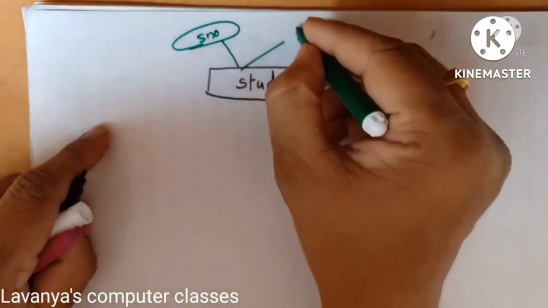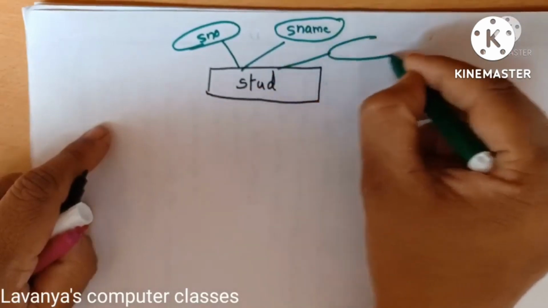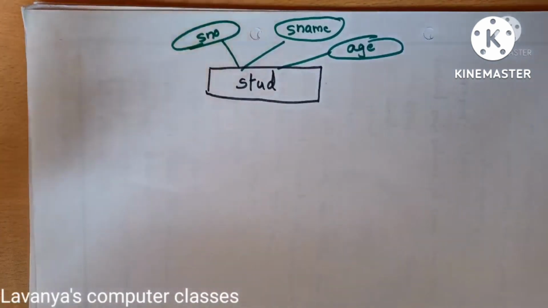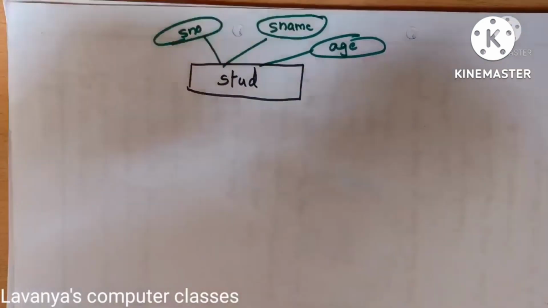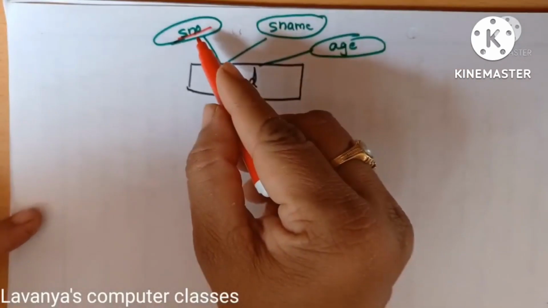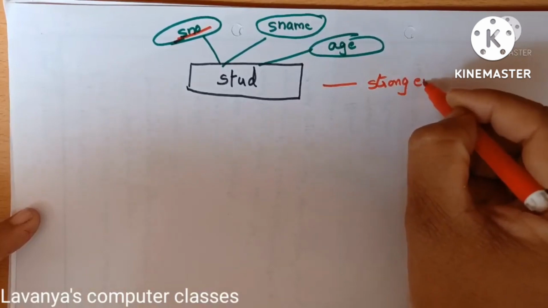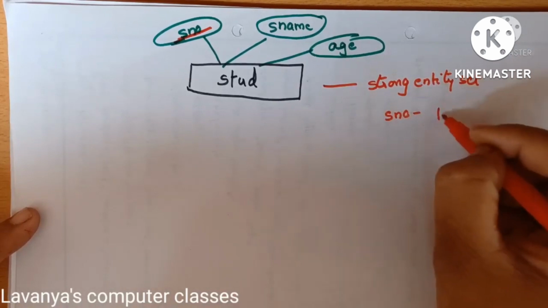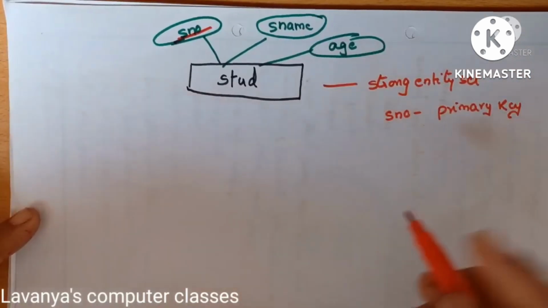Attributes serial number and S name, some A's. So in this, which attribute is possible to identify uniquely? That is the serial number. So we write an underline for serial number. So any entity set that has a primary key is known as a strong entity set. This is the strong entity set representation. In this, serial number is a primary key attribute. So through this one we can easily identify.